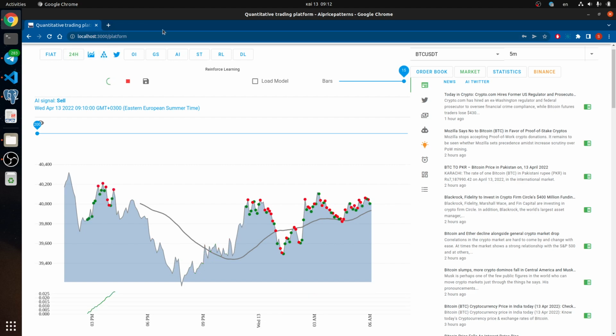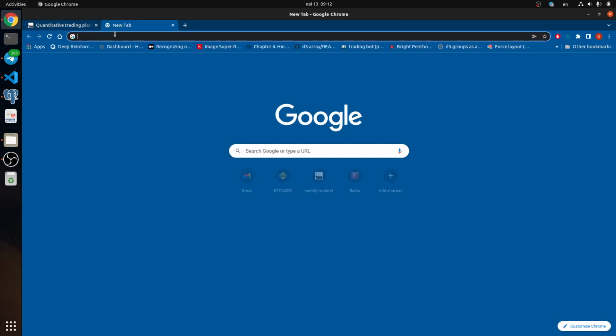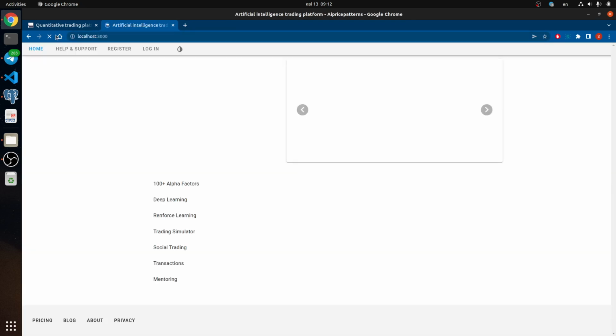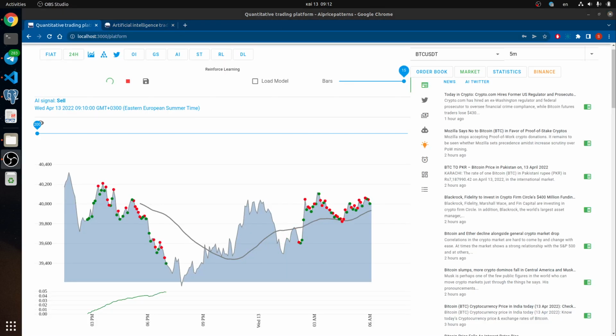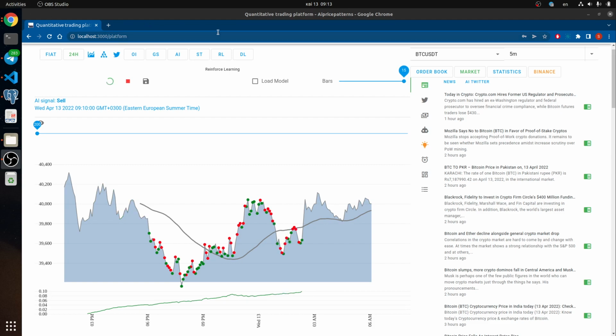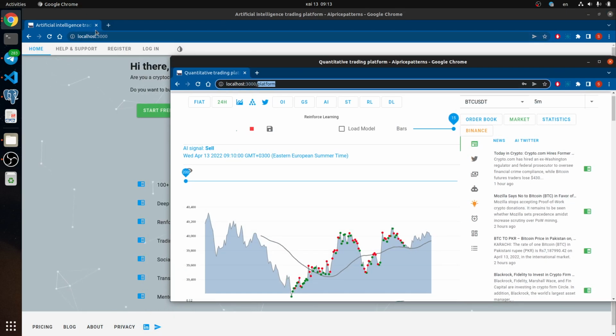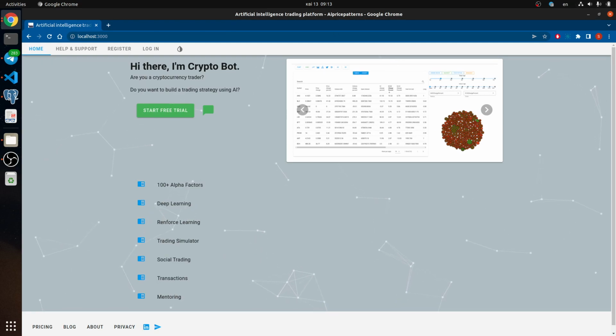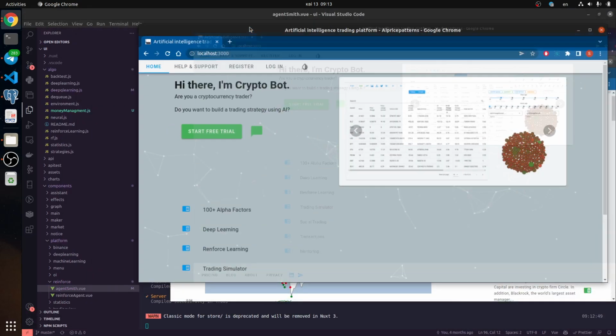I'm also, let's look. I need localhost, okay, but I need to open this window on another monitor. Okay. Let's look.